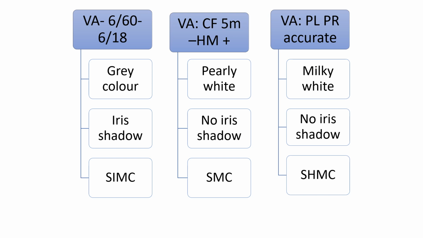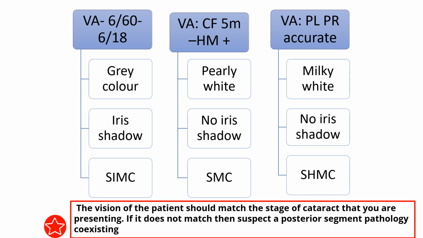So senile immature cortical cataract will have a visual acuity of 6/60 to 6/18, gray color, iris shadow present. Senile mature cataract vision will be between counting fingers at 5 meters and hand movements, pearly white, no iris shadow. Senile hypermature cataract vision will probably be PL positive and PR accurate, milky white, and no iris shadow again here. So if the vision does not match, then you should suspect a posterior segment pathology.